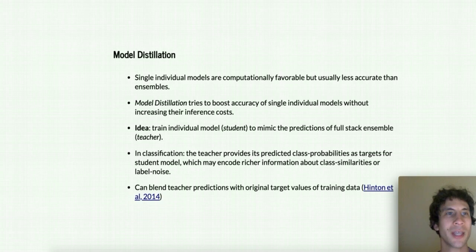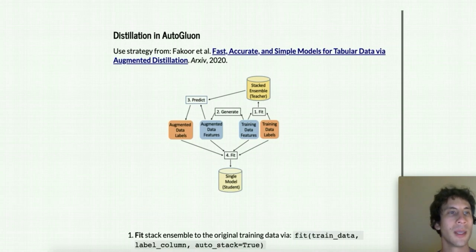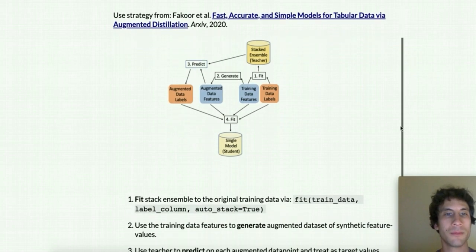In classification tasks, the teacher provides its predicted class probabilities as targets for the student to predict, which may encode richer information about the class similarities or label noise in the data. We can also blend the teacher predictions with the original target values from the training data for further improvement. Distillation in AutoGluon follows the strategy proposed in this paper, which we call augmented distillation and display below.